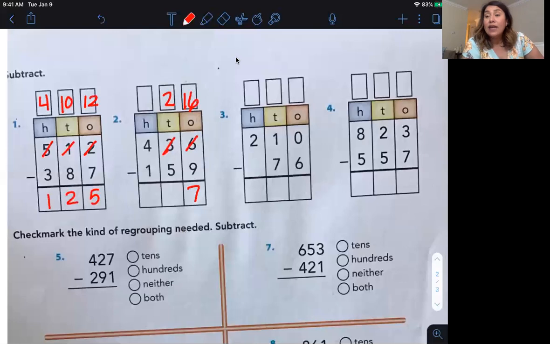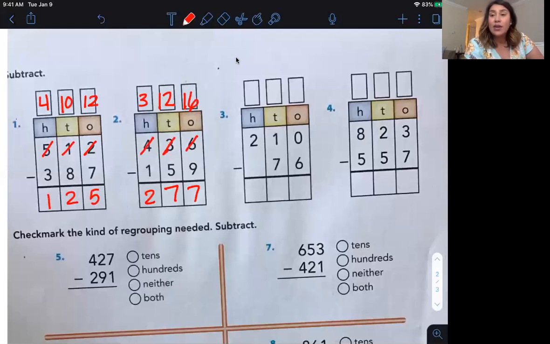2 take away 5. Can I do it? I cannot. So I'm going to borrow from my hundreds. 4 becomes 3, and I'm going to give that over to the tens, giving them one more. I'm giving them 10 tens, which equals 100. So 10 tens plus the 2 tens that were already there gives us 12 tens. 12 tens take away 5 tens is what? 7. So 3 take away 1 is 2. 277. Very good.